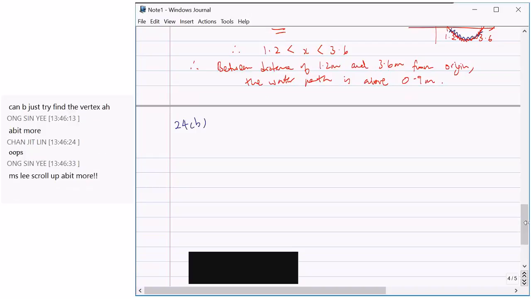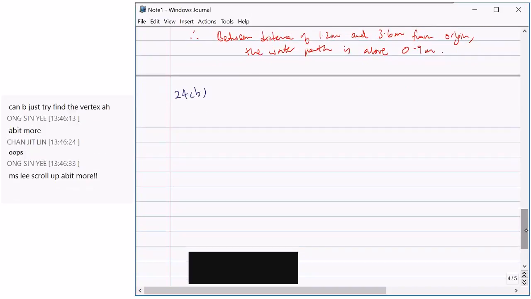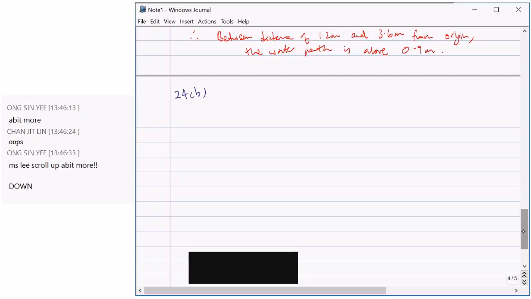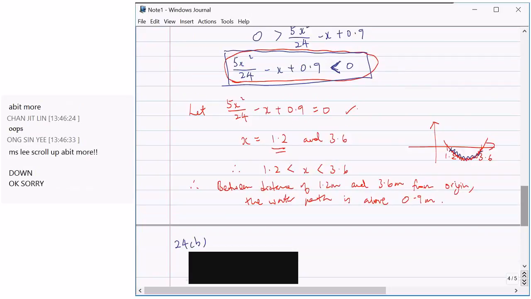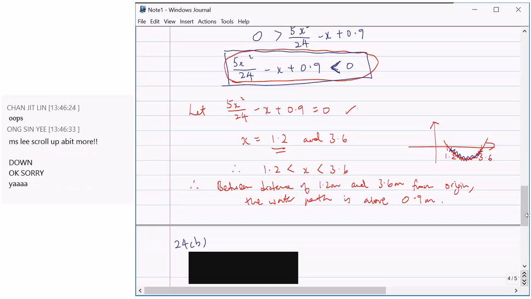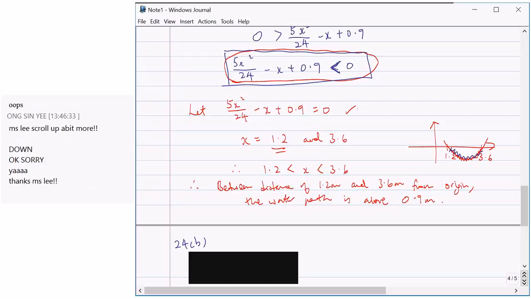A bit more. Like that. You mean scroll down or scroll up? Down means you want to see here, huh? Okay. Got it?